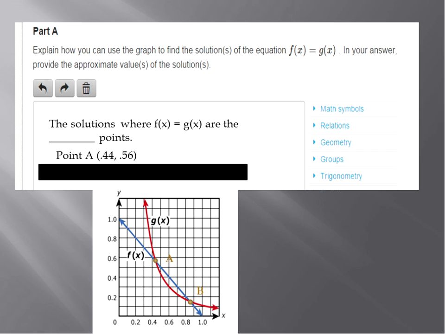Point B, let's go ahead and take a look at this one. It looks like it is halfway in between 0.8 and 0.9. So I'm going to call my x-coordinate 0.85. But I also need a y-coordinate for the point on a plane, and it looks like it also is about halfway between 0.1 and 0.2. So I'm going to call this one 0.15.